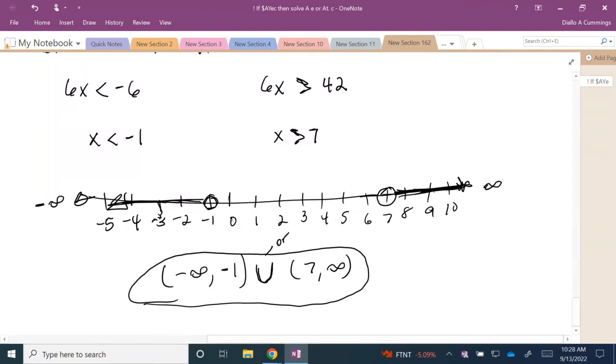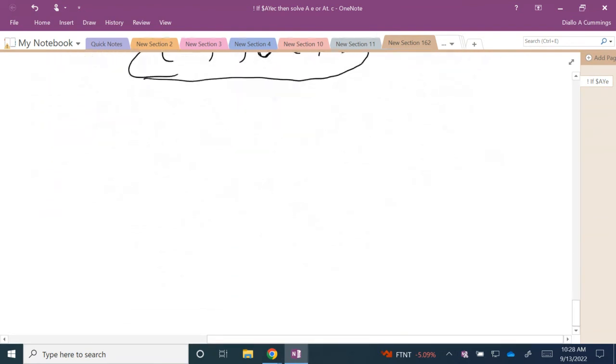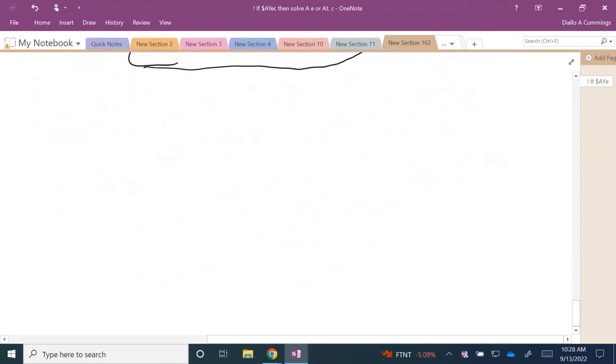So now the first couple of examples, they just ask to graph. The other problems in this section, they actually want you to solve them and express your final answer in interval notation. So let's take a look at a few of those.